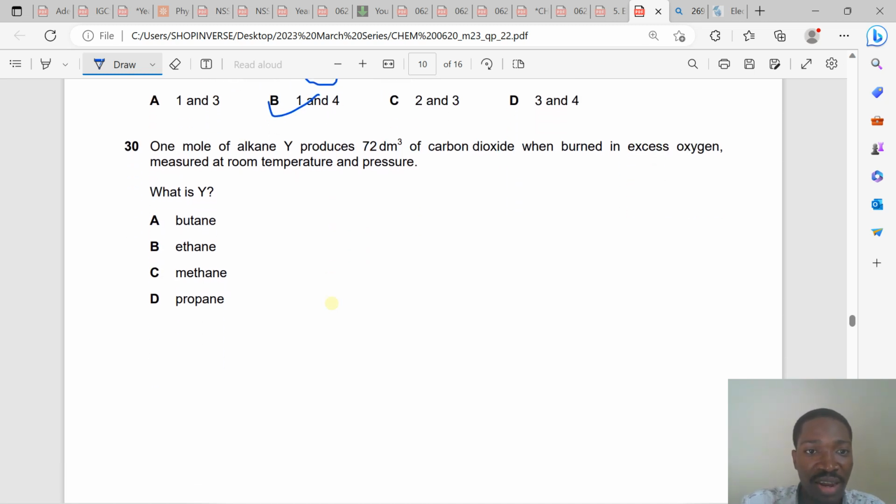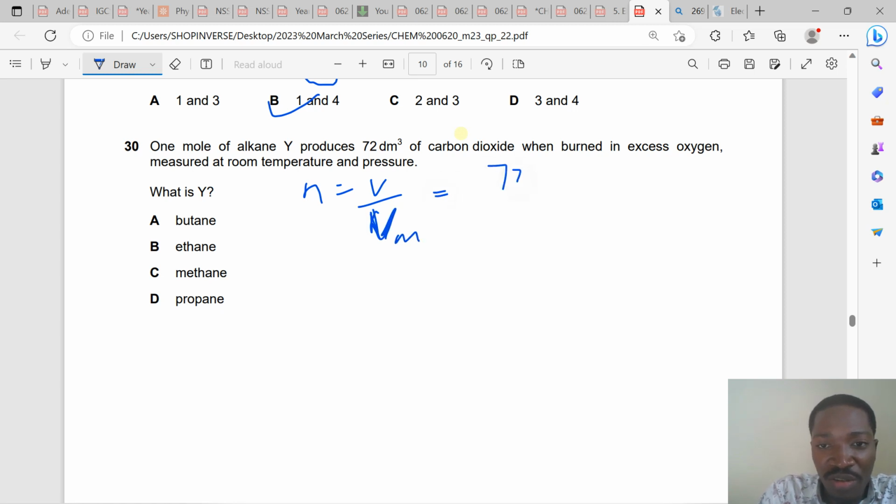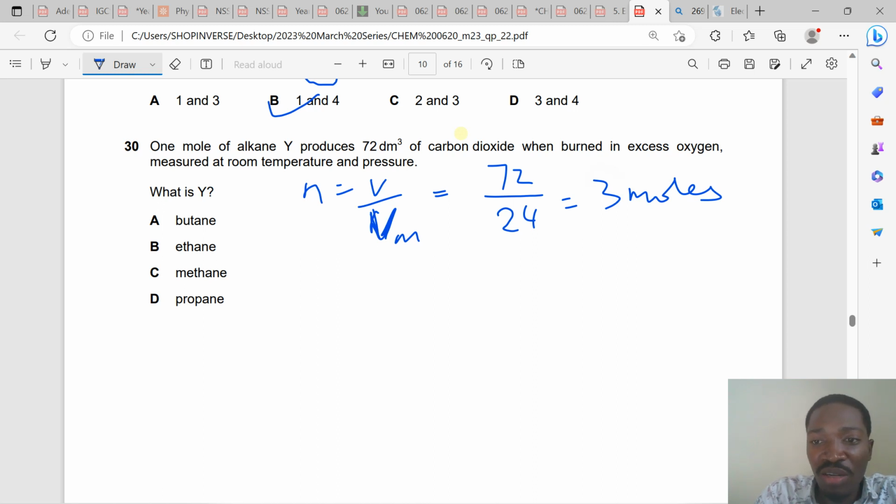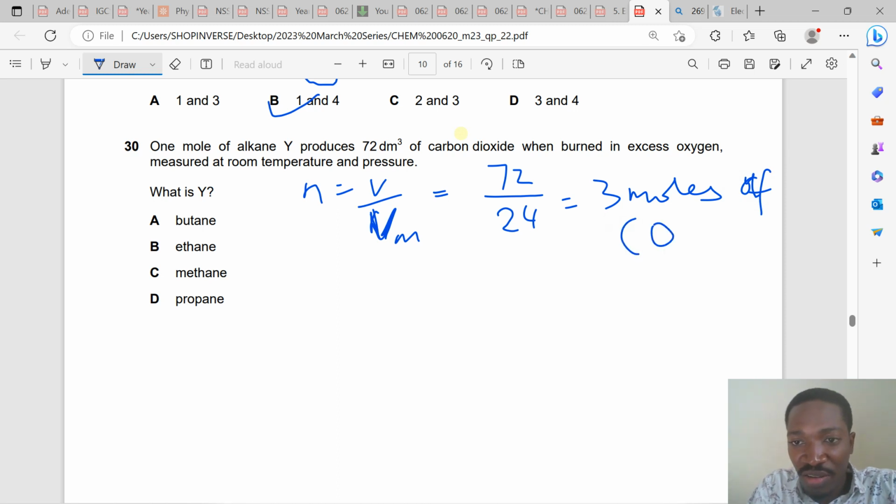1 mole of an alkane Y produces 72 dm cube of carbon dioxide when burned in excess oxygen, measured at room temperature and pressure. What is Y? You know that for 72 dm cube, number of moles is volume divided by molar volume, right? So since the volume produced is 72 dm cube, divide that by the molar volume of any gas, we get 3 moles. Yeah. So now which reaction will give us 3 moles of carbon dioxide?